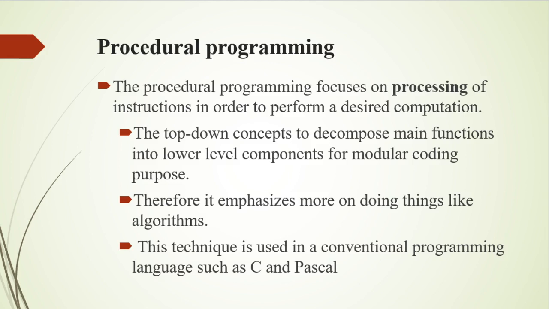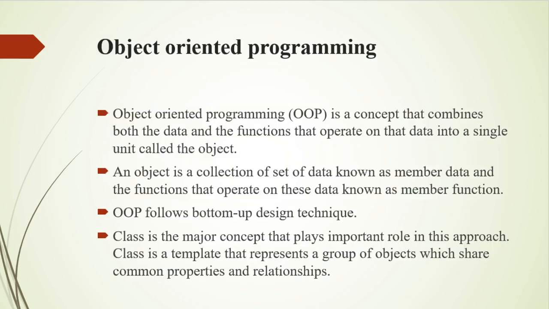Therefore, it emphasizes more on doing things like algorithms. This technique is used in a conventional programming language such as C and Pascal. Object oriented programming follows a bottom up approach. It's a concept that combines both the data and the functions that operate on that data into a single unit called object. An object is a collection of set of data known as member data and the functions that operate on this data. It's known as member function.